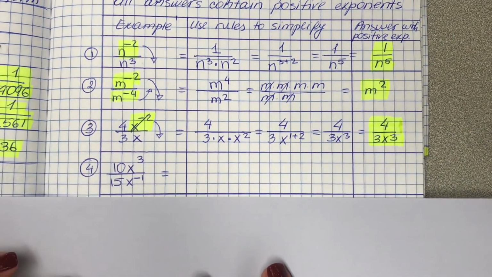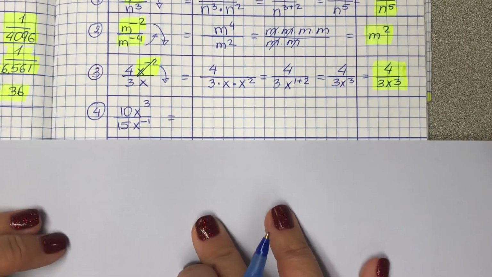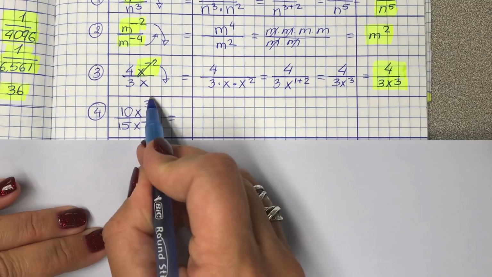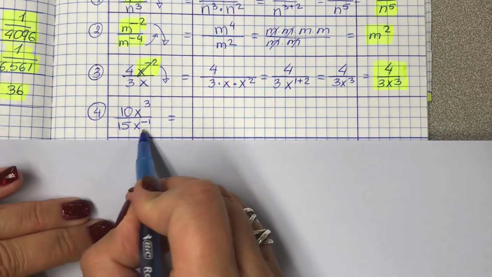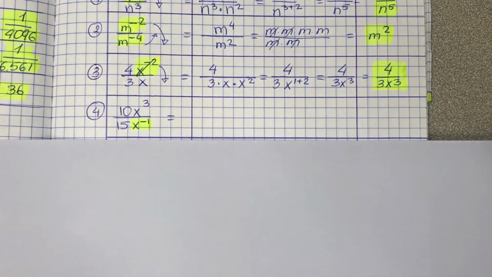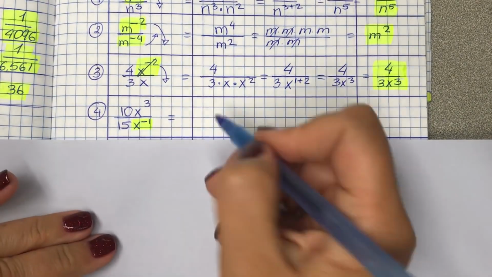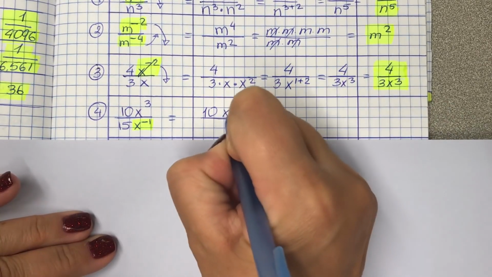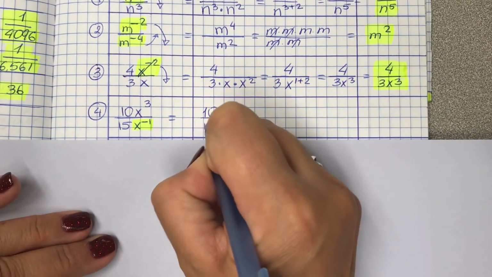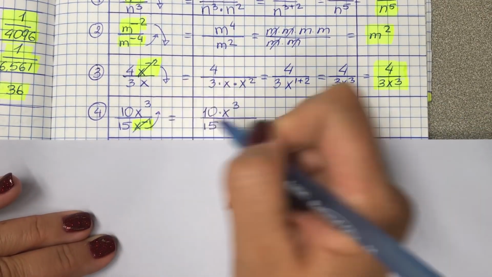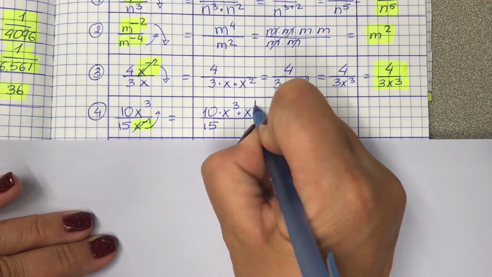Let's see it again to observe the pattern. 10x to the 3rd positive over 15x to the -1. So the base with a negative exponent is x to the -1. Everything else remains in place. 10x to the 3rd, 15, and now this goes up to the numerator and changes its power to positive.